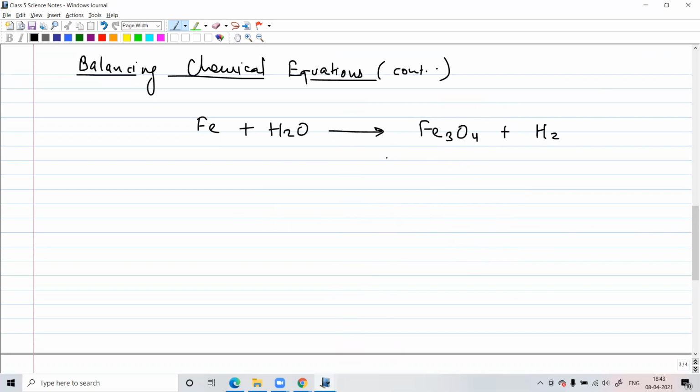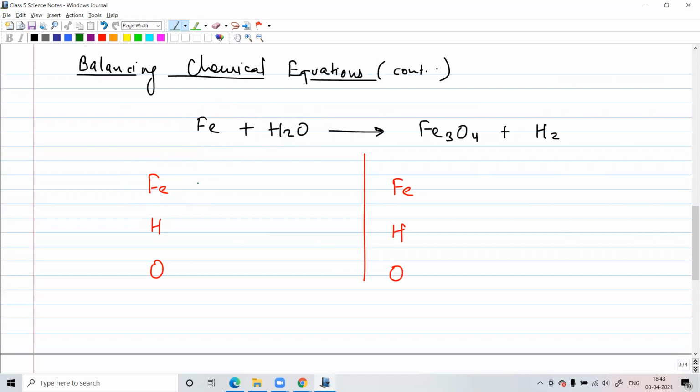Is it balanced? It's not balanced. We will do the balancing now. Let's check how many atoms are there on the left-hand side for each. What are the elements? Here I can see iron, then hydrogen, and then oxygen. Everybody knows Fe is the symbol for iron, right? Yes, sir.